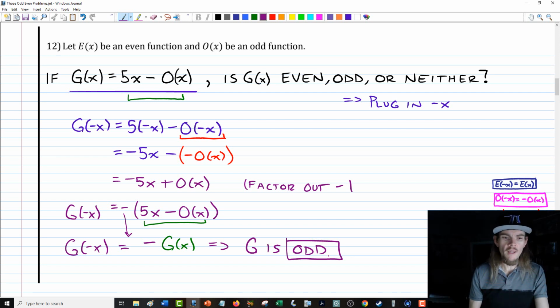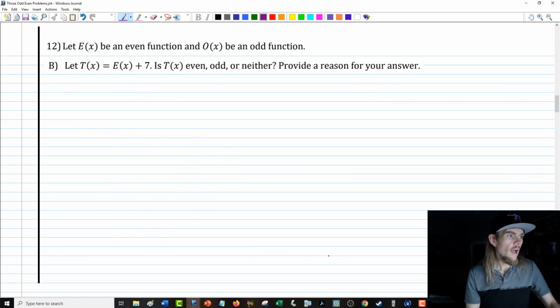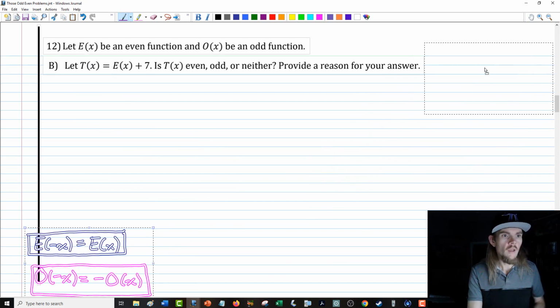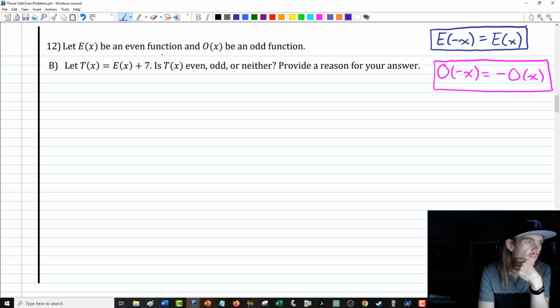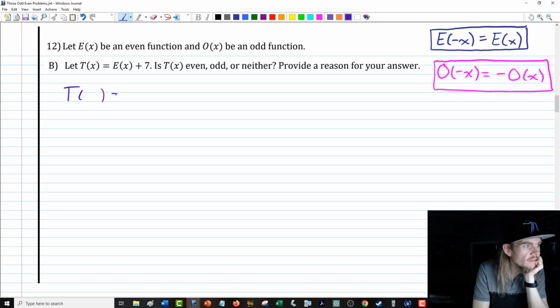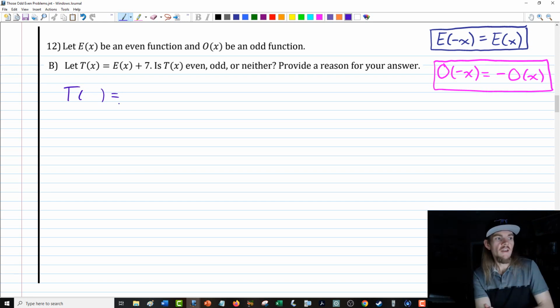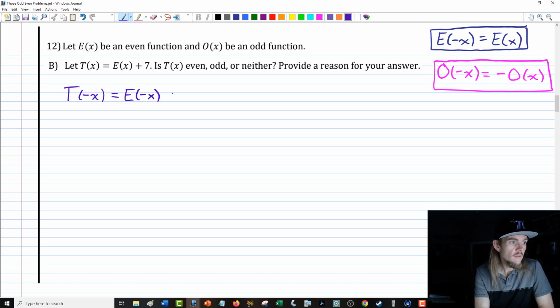So let's try it with the next two. I think it's only the next two that I have in here, but we'll at least take a shot at it. So I'm just going to pop these up in the corner. So for part B on yours, this is the actual one you have on your page. Let t of x equal e of x plus 7. So I'm going to be prepared here. So t of x. We want to figure out is t of x even, odd, or neither. Provide a reason. Okay, well we've done this before. To determine if something's even, odd, or neither, we're going to plug in negative x. That means we're going to plug in negative x to e, and then 7 has nowhere to plug in, so it's just plus 7.